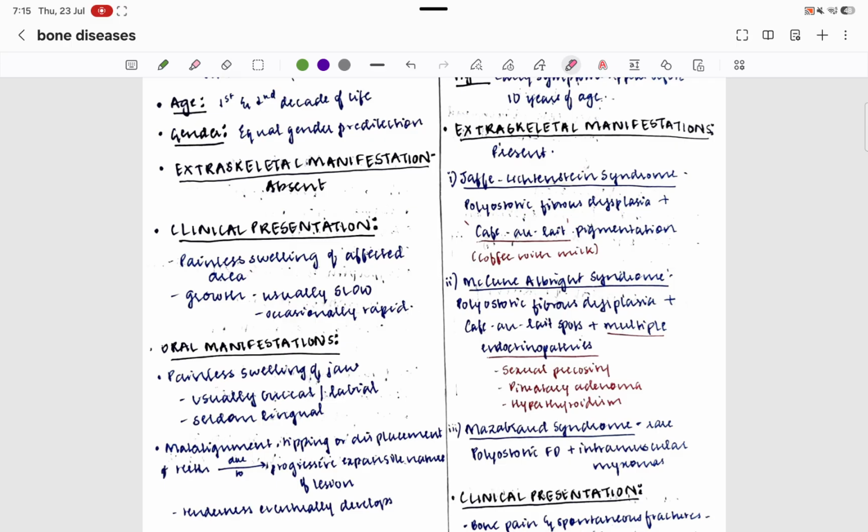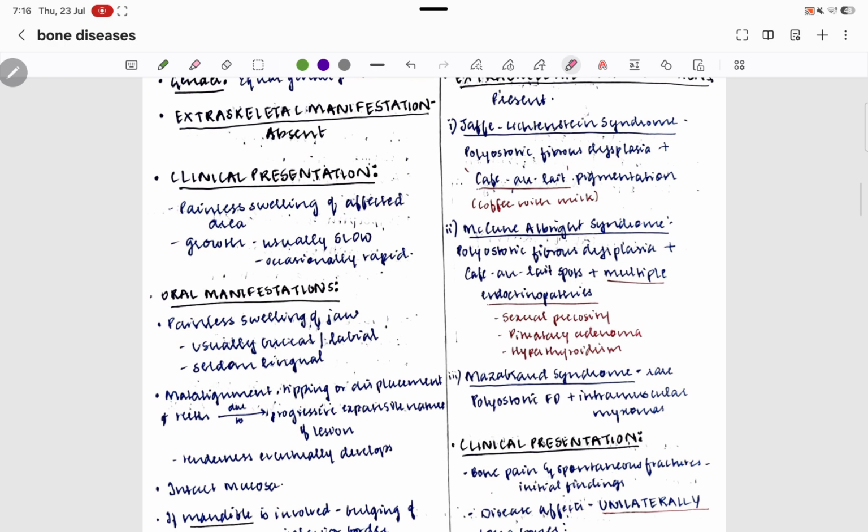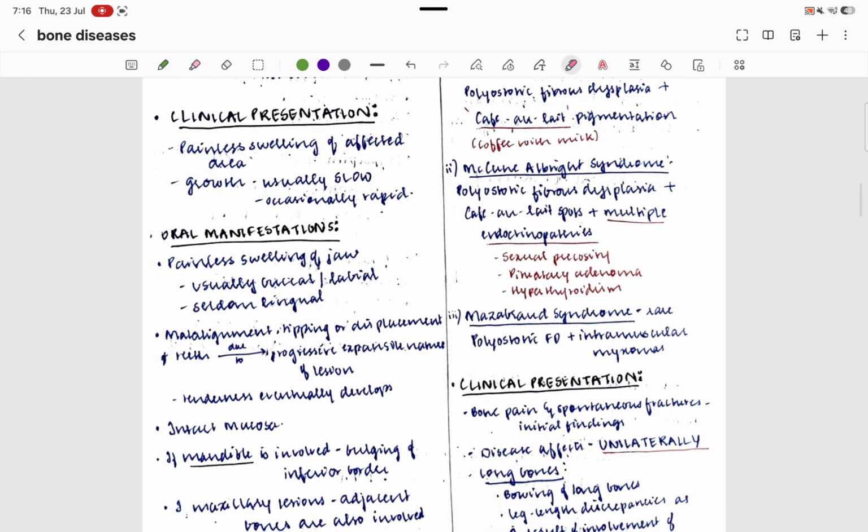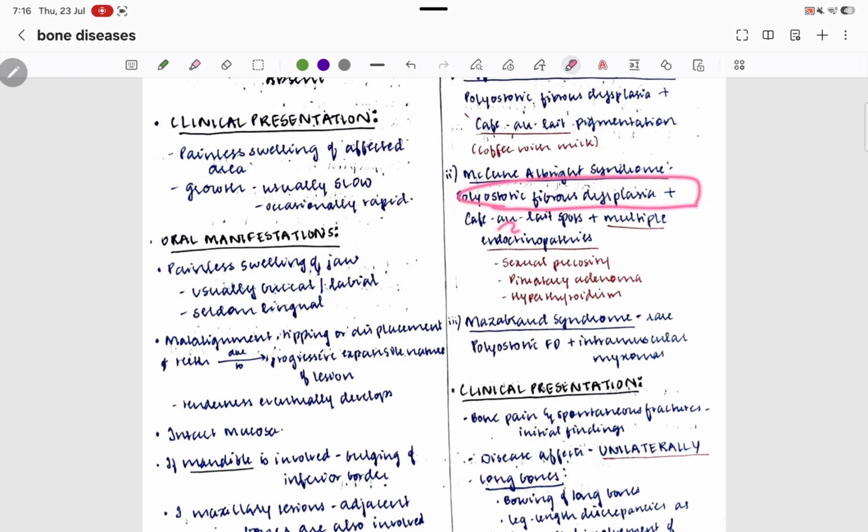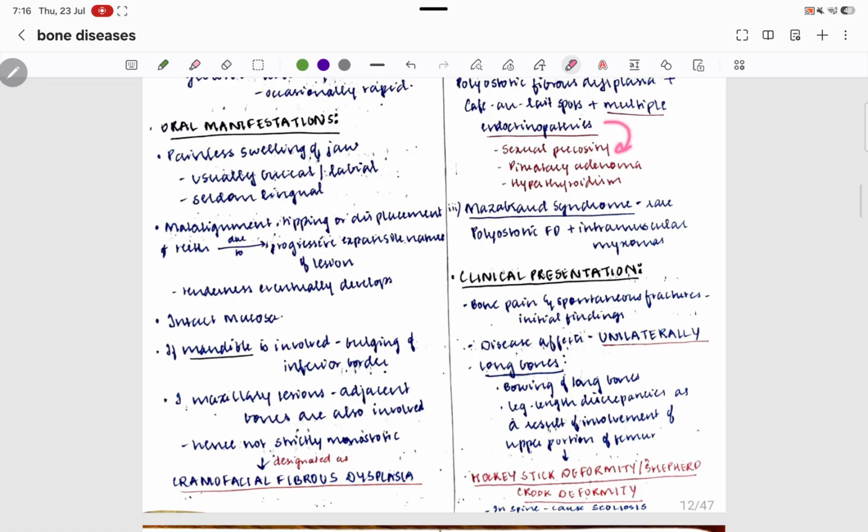That is polyostotic fibrous dysplasia occurring with cafe au lait. Cafe au lait is coffee with milk like pigmentations on the body. And McCune's Albright syndrome is polyostotic fibrous dysplasia with cafe au lait spots, plus multiple endocrinopathies. So here something new is endocrinopathies: sexual precocity, pituitary adenoma, and hypothyroidism. So these are endocrinopathies.